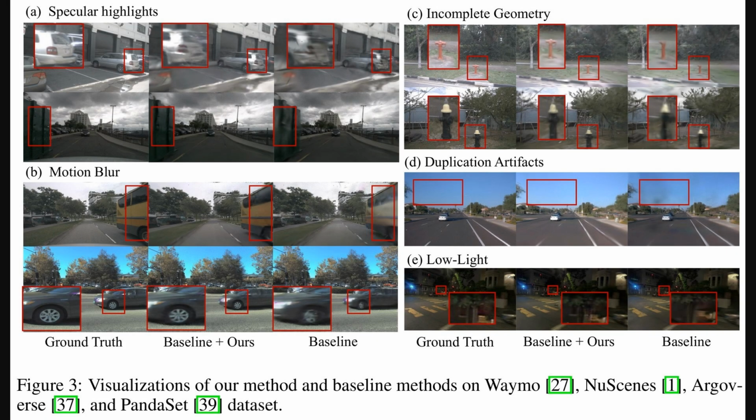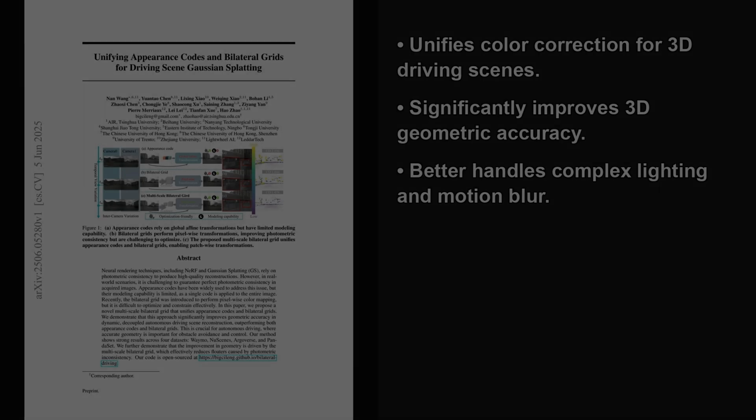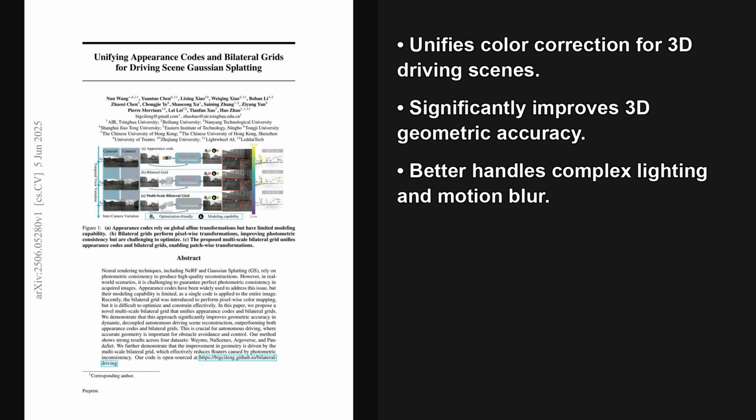And this figure gives us an even more detailed look at how the method handles a whole range of really tough, real-world conditions. For instance, in section A, look at the specular highlights, those bright reflections on the car. The baseline blurs them out, while the proposed method keeps them crisp. It's a similar story for motion blur and for the incomplete geometry in section C, where the baseline turns a fire hydrant into a blurry ghost. The new approach also cleans up duplication artifacts in the sky, and, as seen in the last row, performs much better in low light.